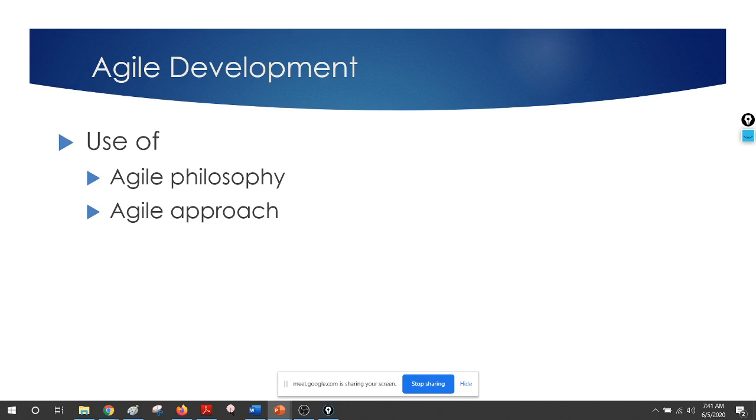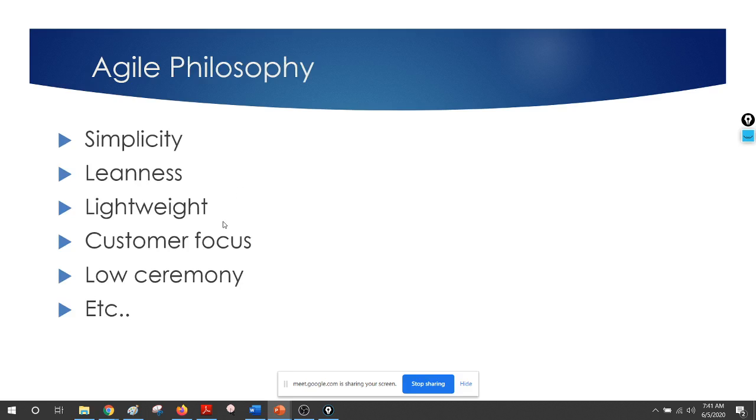Agile development is the modern approach; most of the time we use the agile approach right now. Agile development is based on two things: agile philosophy and agile approach. We will briefly mention what agile philosophy and agile approach are. Agile philosophy. Philosophy means what? Way of life, way of living.